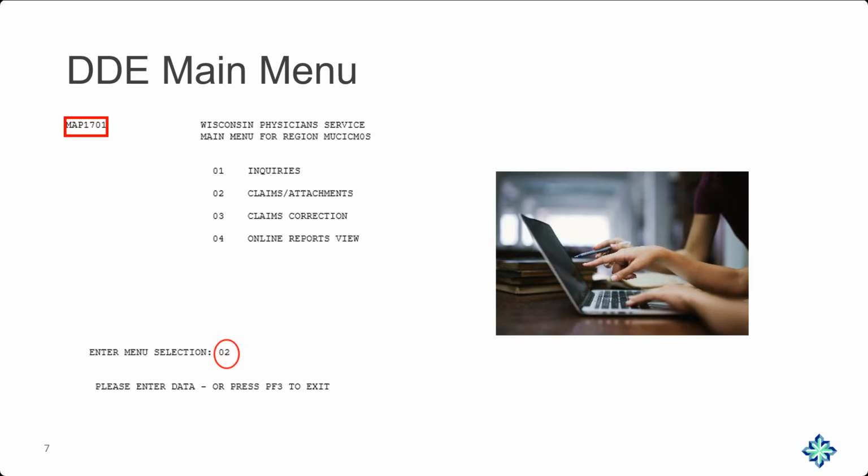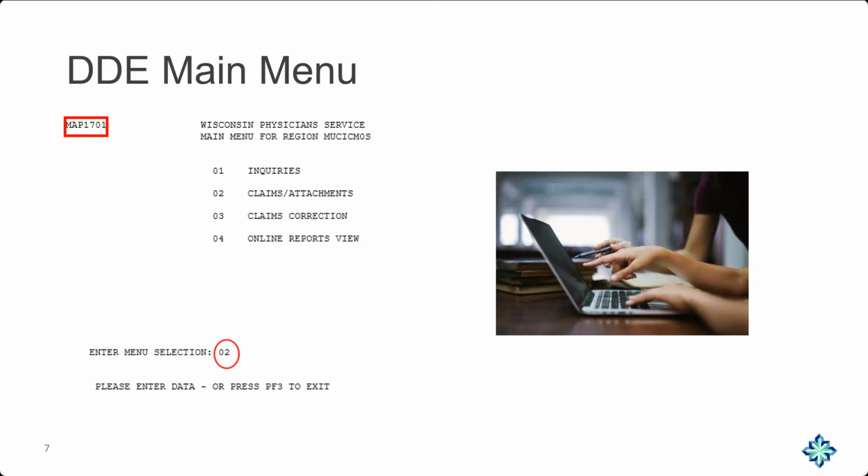So you see here that there's different menu selections. To select the claims/attachments menu, enter a 2 at the bottom of the page. So again, you're going to use your tab key to go to that enter menu selection field down here. And then you can enter 2 or 02 and press enter. The 0 is actually not required. I just typed it as it's shown as an example.